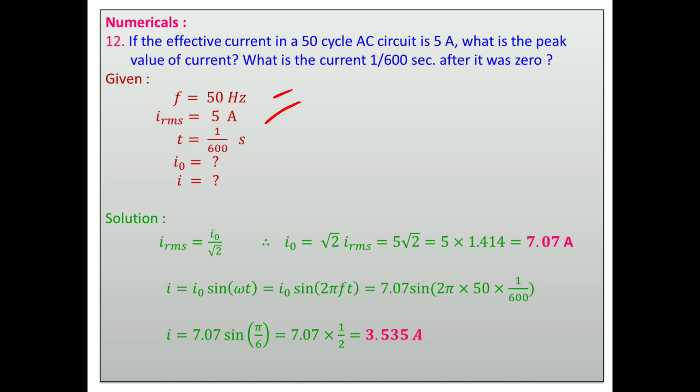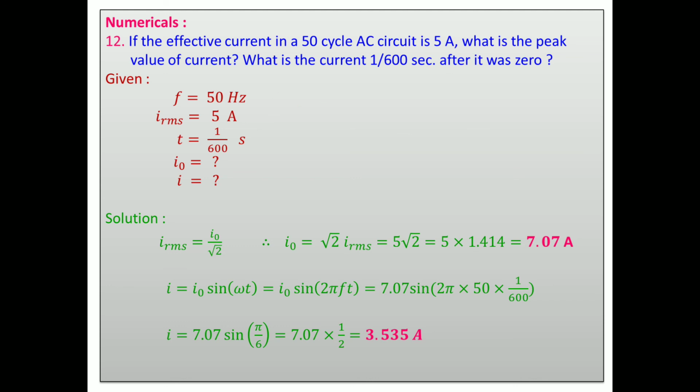Omega is 2 pi f t. So you can take here 7.07, directly you take I naught sin 2 pi 50 upon 600. And thereafter we get here 7.07 sin pi by 6. 7.07 upon half, sin pi by 6 is sin 30, it is half, and we get this answer.